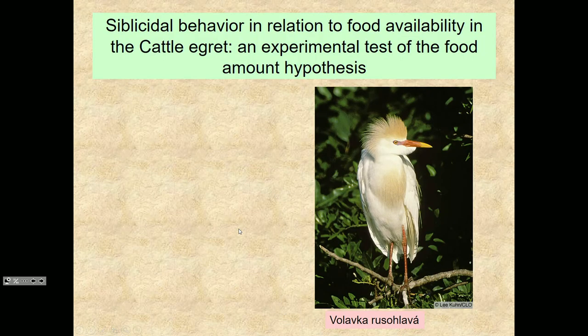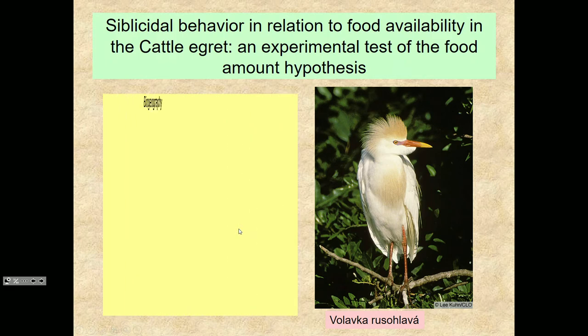So then we continue. Now to what we call facultative siblicide. And this study was done in Oklahoma. So this is also an experimental test of one of the hypotheses of why facultative siblicide occurs.